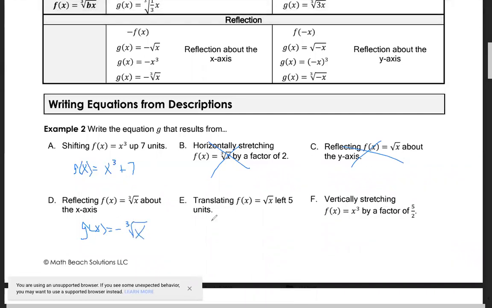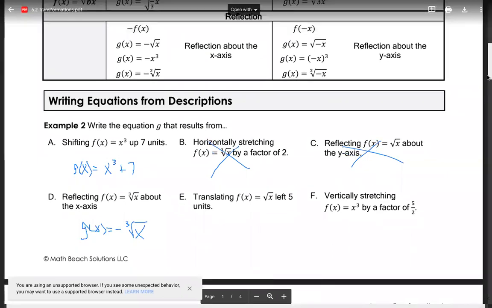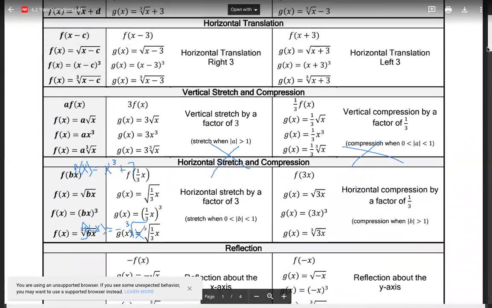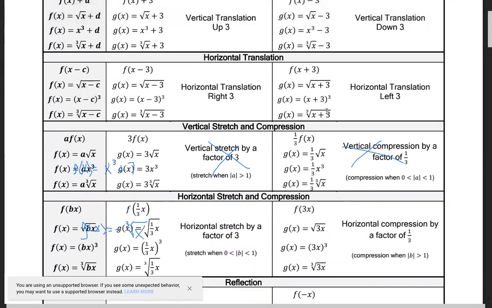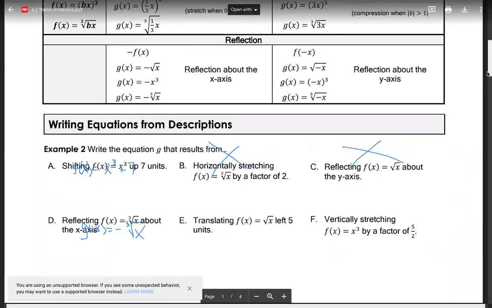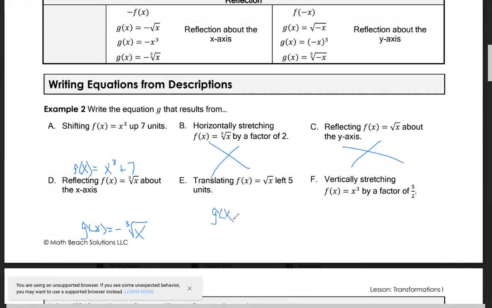Same thing here when you're translating f of x left 5 units. Just bear with us through this part. You're looking for left. I find left right here. So I know that we're going to look at this function right here. We're going to put a plus on the inside with whatever number we have. So I'm coming back down, and I would have g of x equal to square root of x plus 5. Again, I'm going to keep it inside.